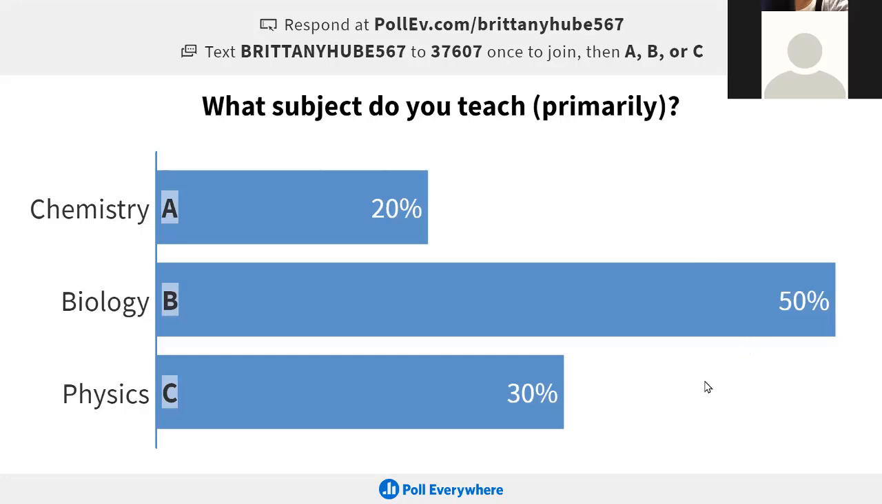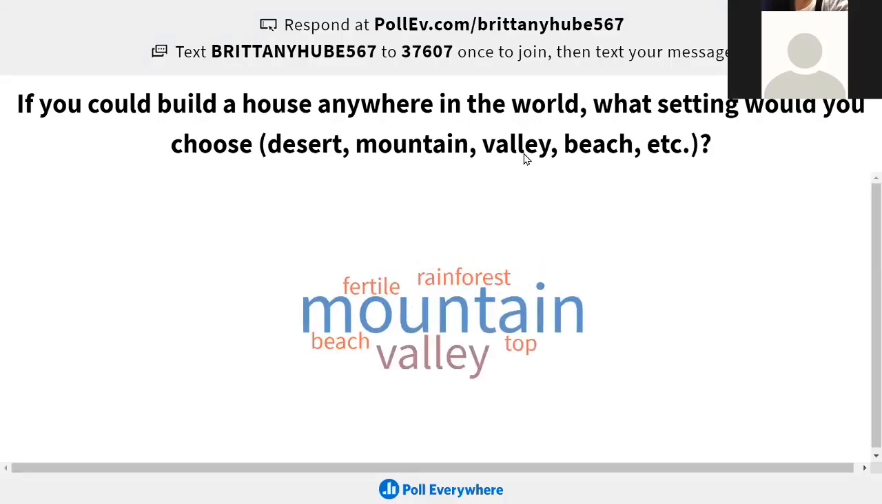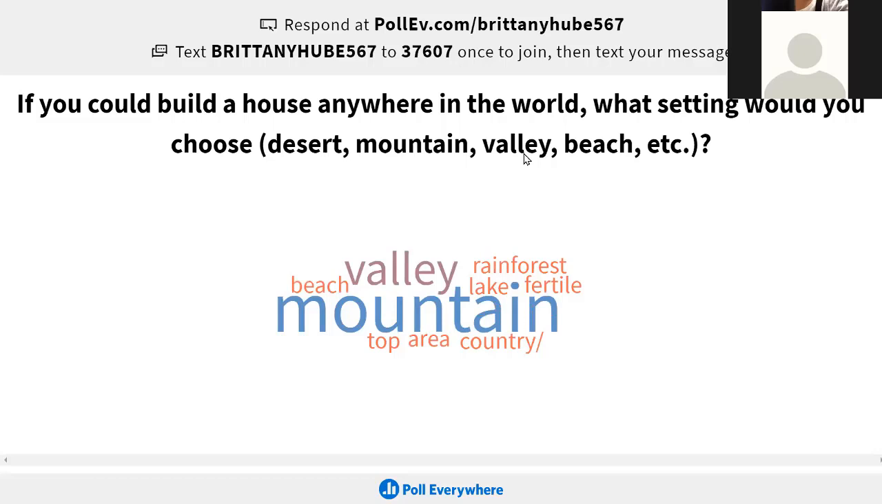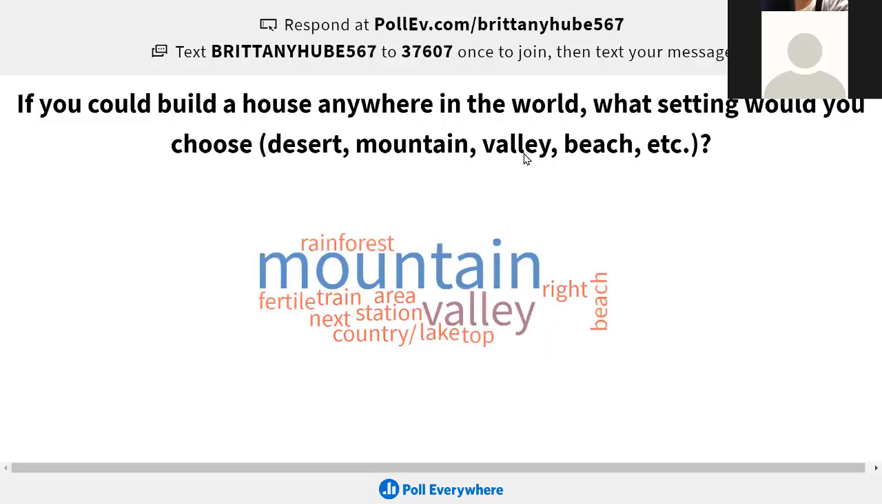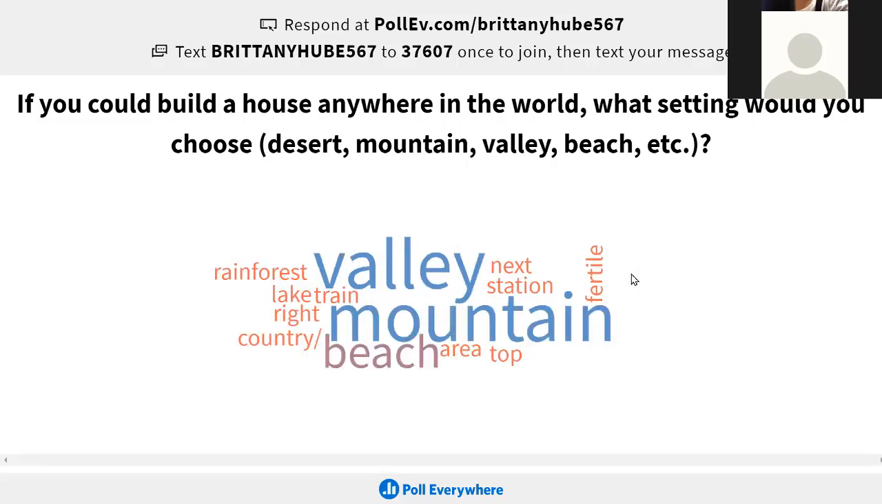That's awesome. All right. And then our next question: if you could build a house anywhere in the world, what setting would you choose? A desert, mountain, valley, beach, etc. Any that you choose. Ooh, a rainforest. I didn't think of that. And if you look at the shared screen, Poll Everywhere gives the option of a word cloud. If you haven't heard of a word cloud before, basically the more that an option is chosen, the bigger that word is. So we got a lot of people looking for the mountains and the valleys, which I would definitely agree with. That would be my choice too. All right, awesome.